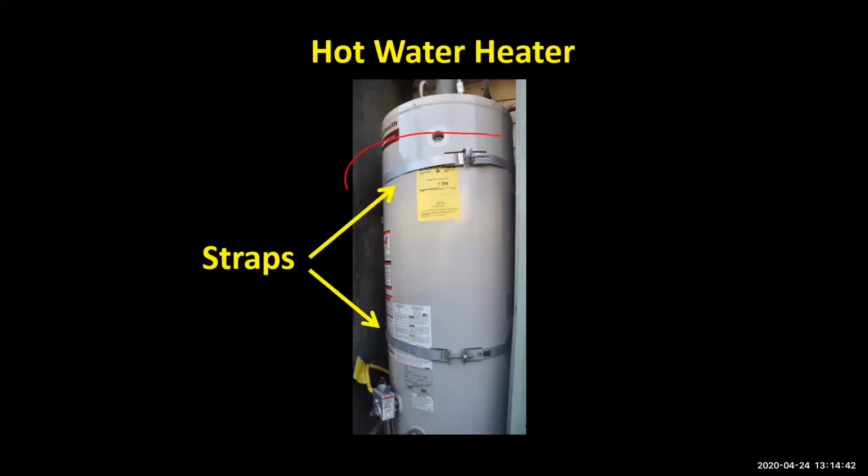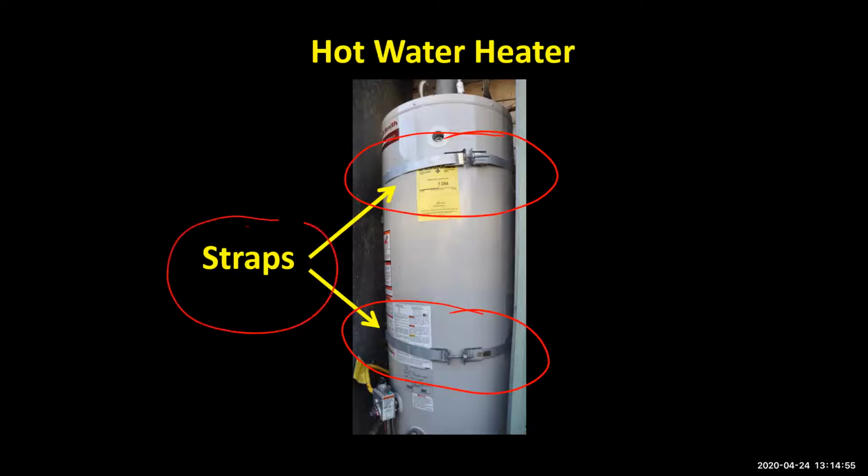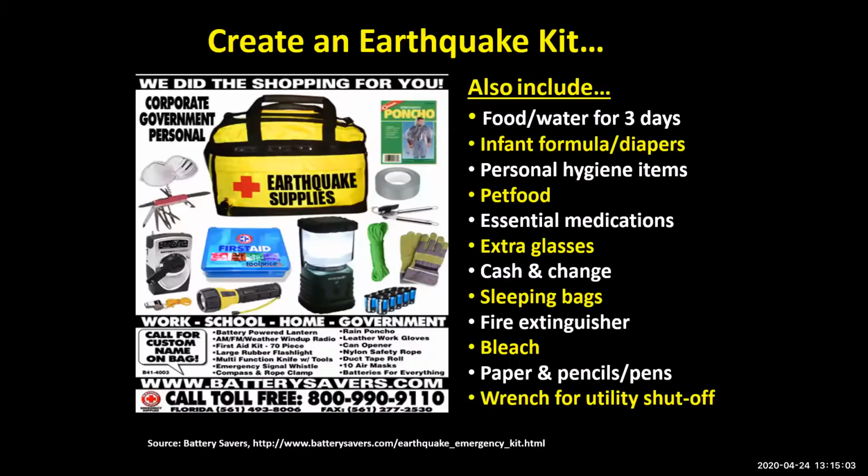Something else that's now required in newer homes is that hot water heaters have to be bolted to the wall, but it's possible that if you live in an older home, your water heater isn't bolted to the wall. That's a very good thing to do. It's easy to do, it doesn't cost very much, and it could prevent a fire breaking out after the earthquake.